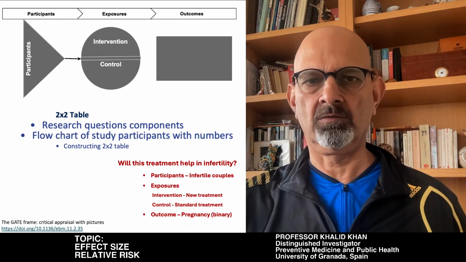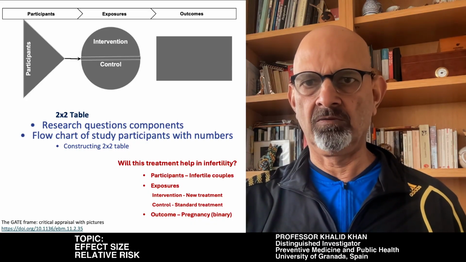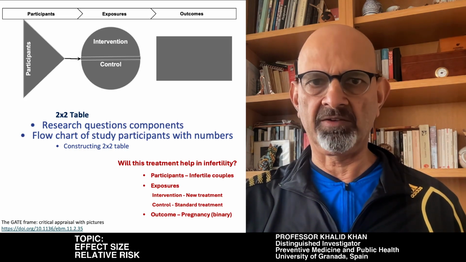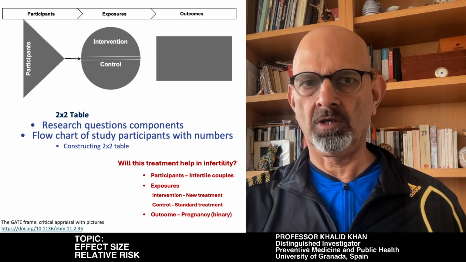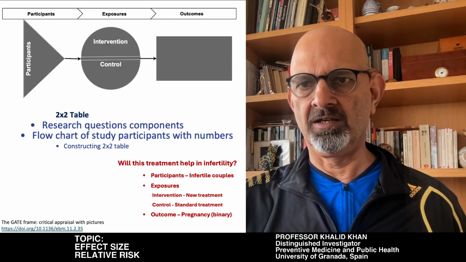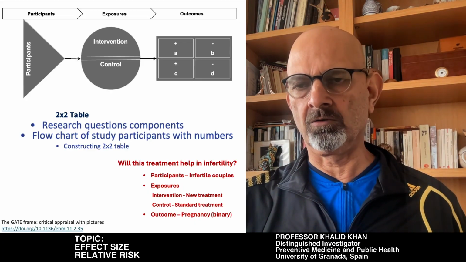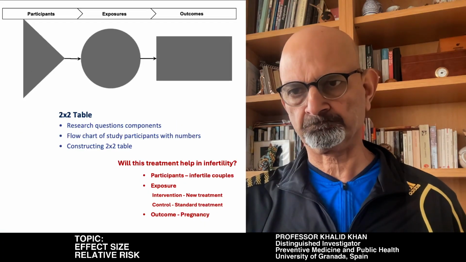Obviously, the study would need ethics approval, and the participants would have to give consent. Randomization may or may not be used. And then through follow up, we will know whether those in the intervention group became pregnant or not, and those in the control group became pregnant or not.